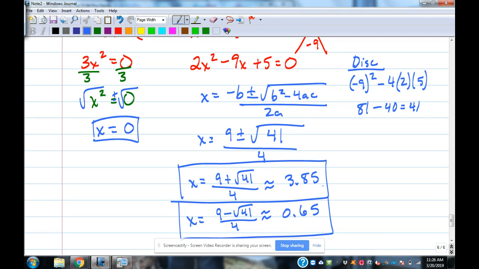So 1, 2, and remember this one counted twice, 3, 4. The original degree of the polynomial was 4. That was the highest exponent. We had 4 answers to a degree 4 polynomial. Always going to have that, okay?